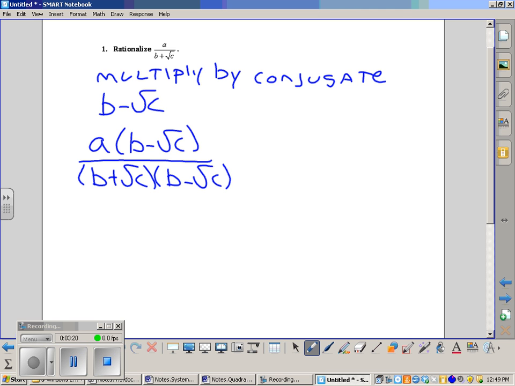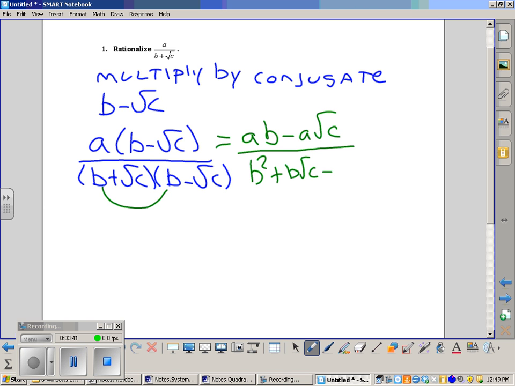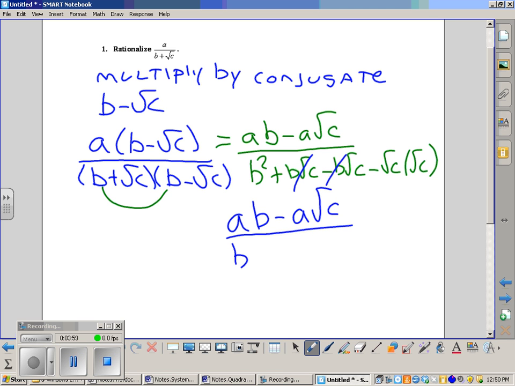So let's do some expanding here. So the numerator is just that, and the denominator, well, b times b is b squared. You guys notice that's a difference of squares, so the middle terms are going to cancel. But if you don't notice that, let's write them out. Okay? So the middle terms cancel. They're gone. We get ab minus a root c over b squared minus c.